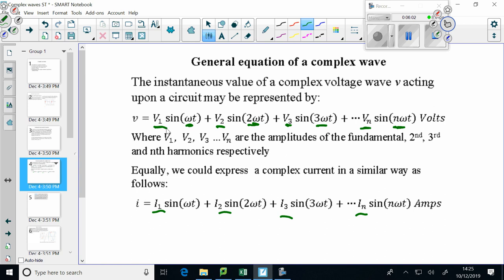Now, these are beyond what we're going to do for any exercise I give you on this module. Each of these waveforms can have a phase shift as well, so they can have a plus or minus phase angle, but we're not going to take it that far. Anything that I give you will just be sine of a multiple of omega t. So, no phase shifts. Again, are you all happy with that? Am I okay to move on?